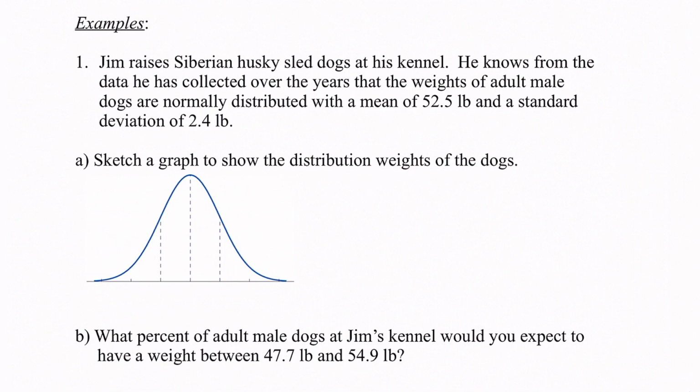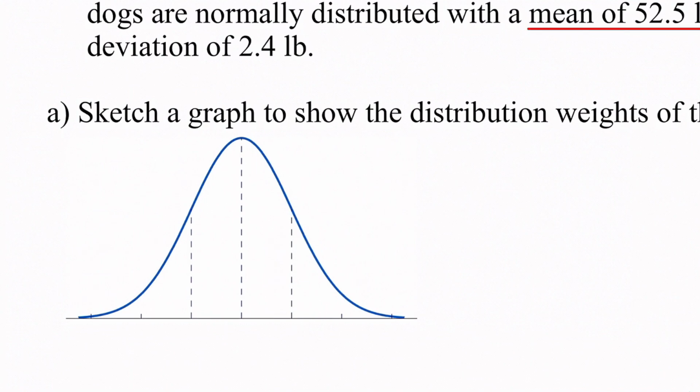So what you want to do with this, you're going to put the mean always in the middle. So the mean was this right here, 52.5 pounds. So right in the middle, I'm just going to zoom in. We're going to put 52.5, and that's representing pounds. You don't have to put the units down here just because there's not much room for you to fit it in.